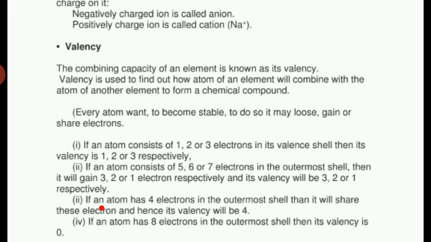Next, if an element has 4 electrons in its outermost shell, then it will share these electrons and hence its valency will be 4. If an atom has 8 electrons in its outermost shell, then its valency is 0, as there is no need for it to combine with any other element or compound. So these are some basic points of valency. Let's move towards the next point.